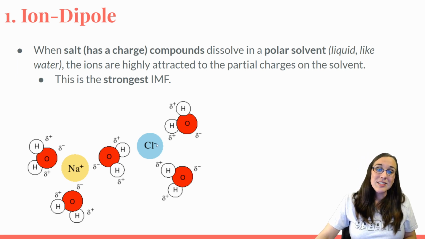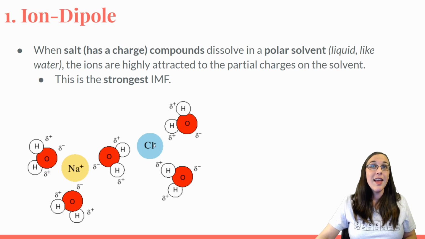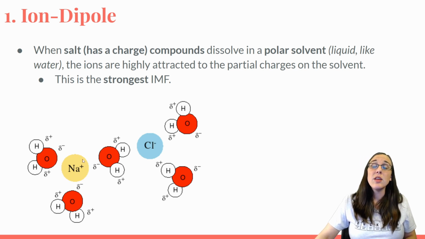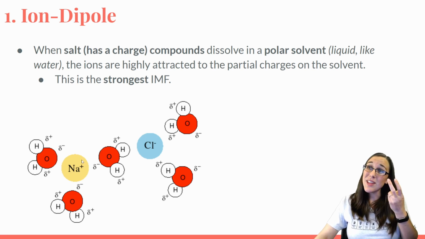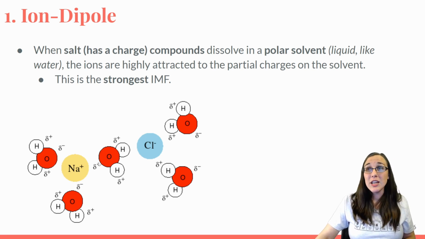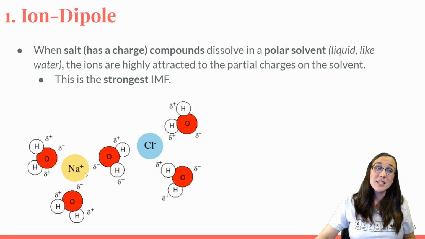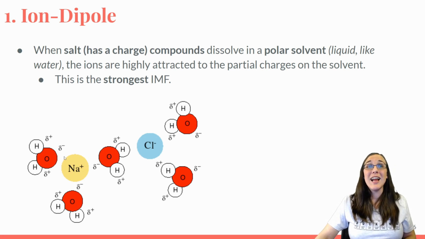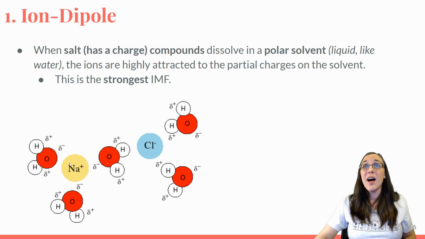We can see that there's a full negative. The orientation of the water molecules around this full negative is such that the hydrogen, or the slightly positive regions, are pointed towards the full negative region. However, if we look at the sodium, where there's a full positive, the orientation of the water molecules is flipped, and we see that oxygen, or the slightly negative region, is pointed towards the full positive region. This is an example of an ion-dipole IMF.